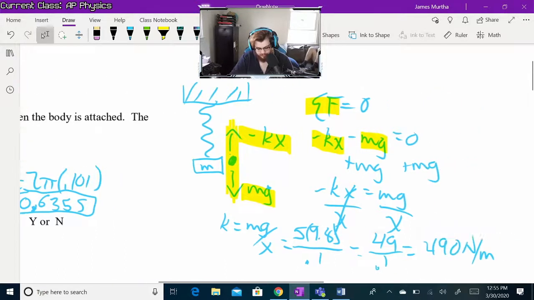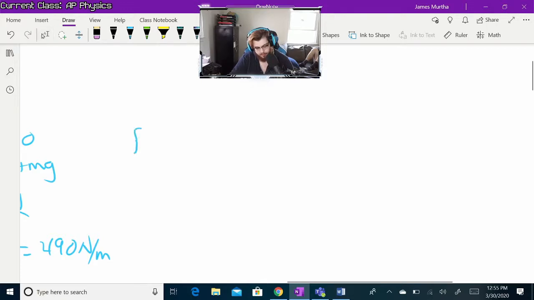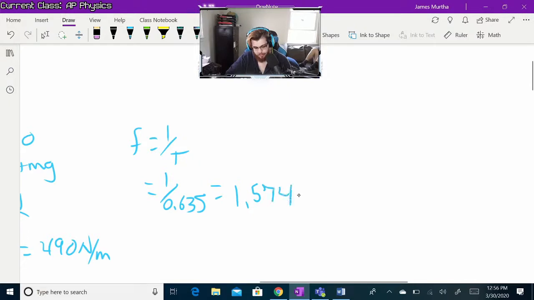So the next thing that we have to do, and I'm going to go out further to my side because I don't have room on my paper, and I'm so sorry about that, is when we try to find the frequency, we know that it's just equal to 1 over the period. So 1 over 0.635. When you do 1 divided by 0.635, you end up getting a frequency of 1.574.